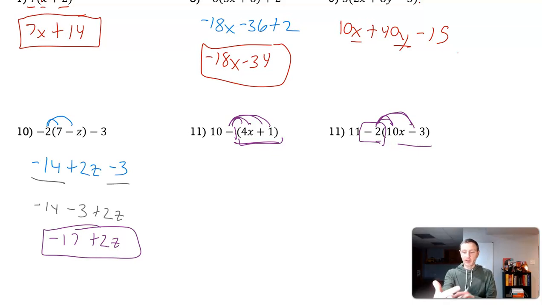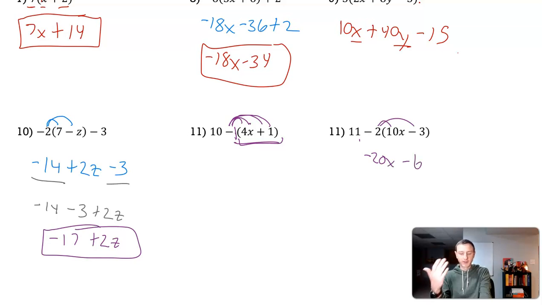This is a very common mistake that I see happen all the time. If I look at the second 11 here, students would do 2 times 10x, 2 times negative 3, so you'd have minus 20x minus 6. They're not actually taking the opposite of negative 3, because you want to subtract off all that, so you want to take the opposite. You want to make sure that's plus 6.